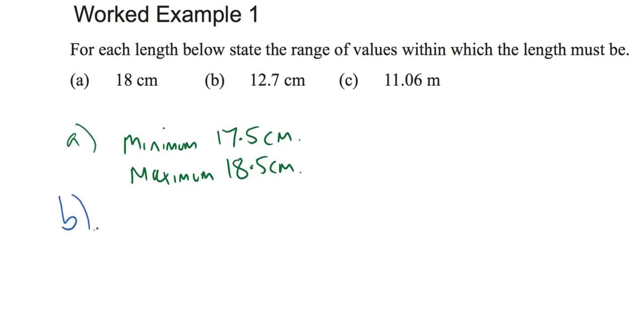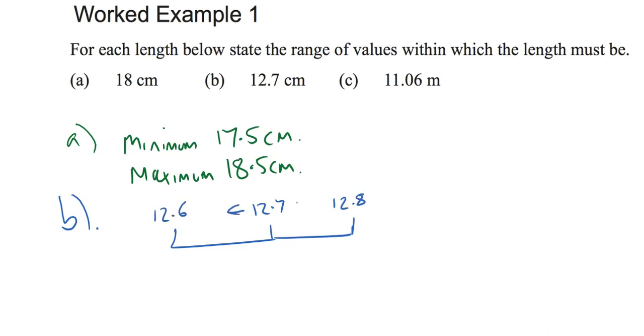Let's move on to part B, 12.7 centimeters. Well, if we've got this number that's 12.7 centimeters, we would have been rounding to one decimal place, I guess, or three significant figures. Again, I'm just going to re-emphasize this point here. We need to think about this little diagram, if you didn't know the answer to this already.